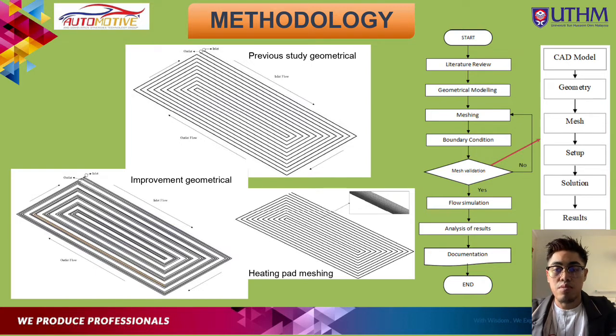So gambar yang kedua adalah heating pad geometrical yang saya improve sebagai contoh, kerana dalam projek ini saya akan improve dengan 8mm diameter, 10 dan 12mm. Yang contoh ini adalah 8mm diameter outer dia, dan menggunakan dua pipe inlet dan outlet. Dan gambar yang ketiga menunjukkan geometrical meshing.